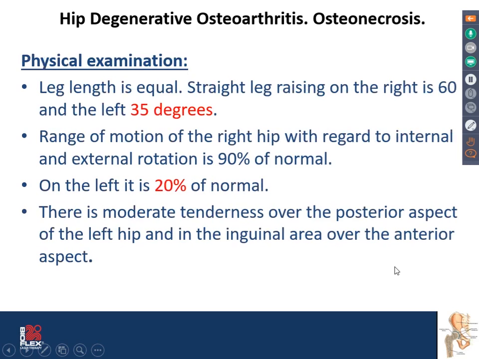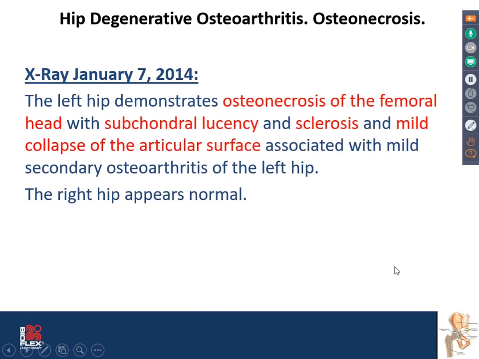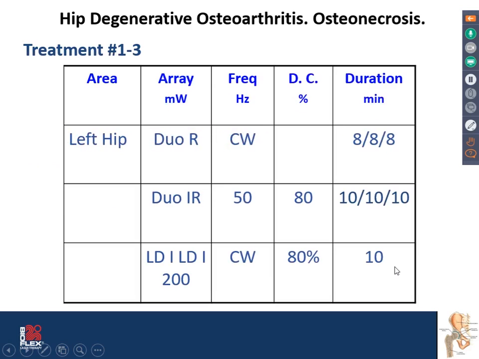And some of the physical examinations, he's having decreased range of motion, some tenderness, that kind of thing. And an X-ray revealed that he did in fact have osteonecrosis at the femoral head, and there's some subchondral lucency and sclerosing and mild collapse of the articular surface. So he is in the grade 2 category of avascular necrosis. So it wasn't the worst prognosis. We were able to actually help this patient.